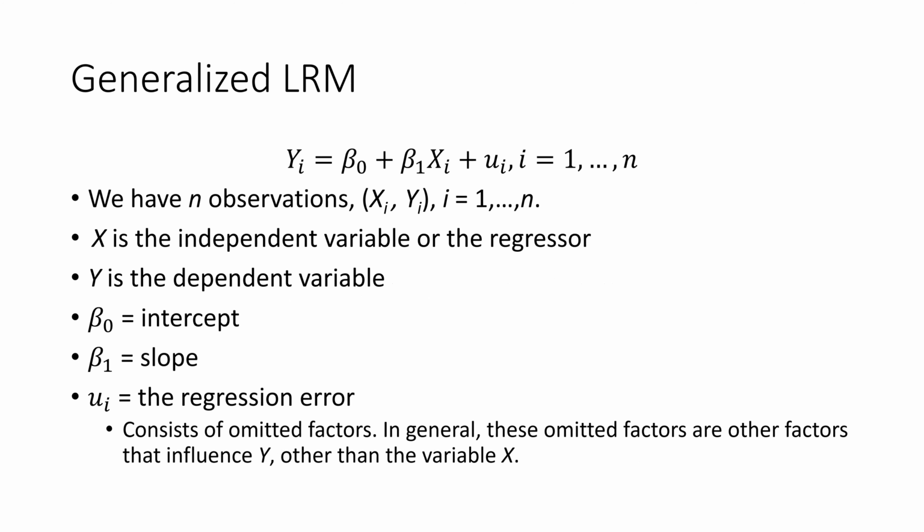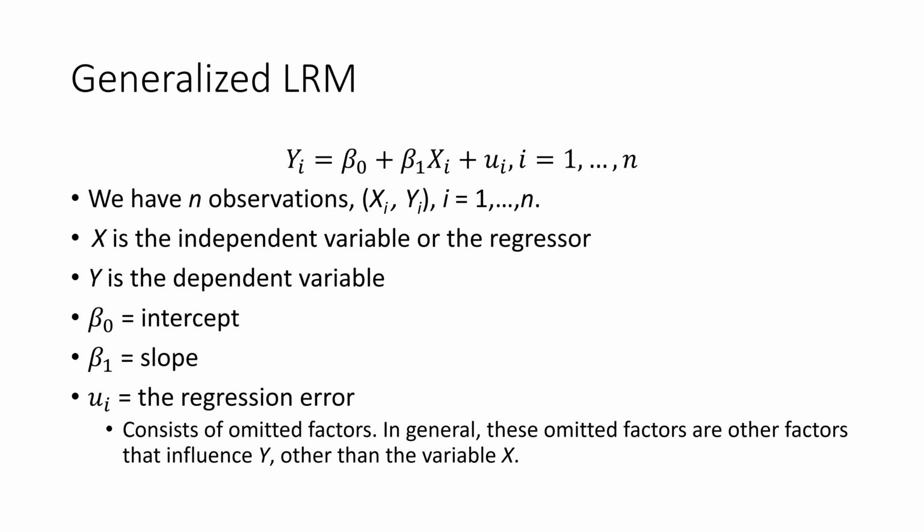Okay, so that was a specific one. This is how you write a generalized linear regression model. We don't say test scores equals student-teacher ratio. We say y equals beta 0 plus beta 1 x1, or xi, plus ui, where we can have as many variables as we want.